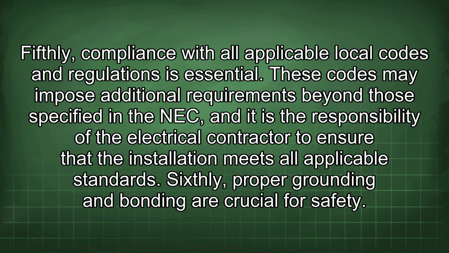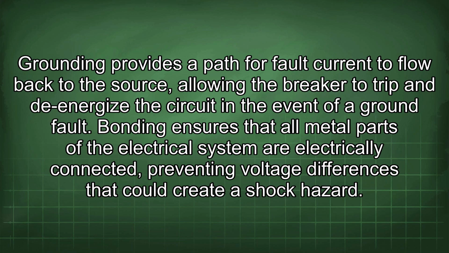Sixthly, proper grounding and bonding are crucial for safety. Grounding provides a path for fault current to flow back to the source, allowing the breaker to trip and de-energize the circuit in the event of a ground fault. Bonding ensures that all metal parts of the electrical system are electrically connected, preventing voltage differences that could create a shock hazard.